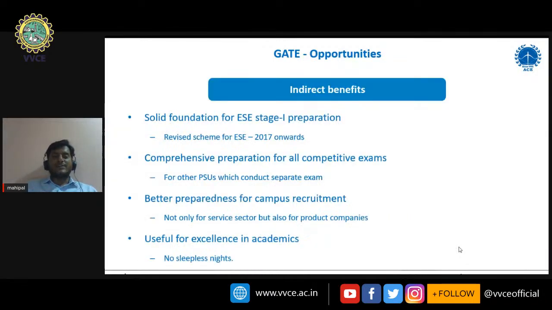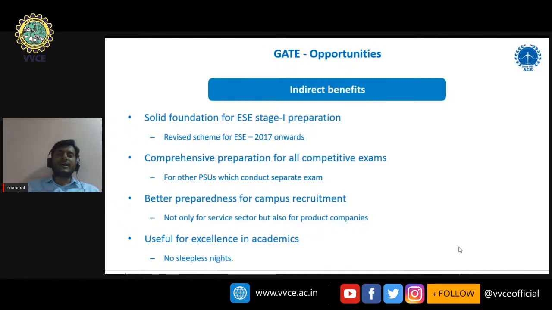Now, what are the other benefits of the GATE examination? Side benefits, I mean indirect benefits. Once you prepare for the GATE examination, you are almost preparing for all competitive exams in India. You are better prepared for campus recruitment also. That's another outcome of GATE preparation, and it will also help you do well in your academics. That's what I say, no sleepless nights. You need not do one-day batting, because you are going to be equipped with very good technical knowledge. You can write any semester examination with minimum preparation. That's what I can tell you.